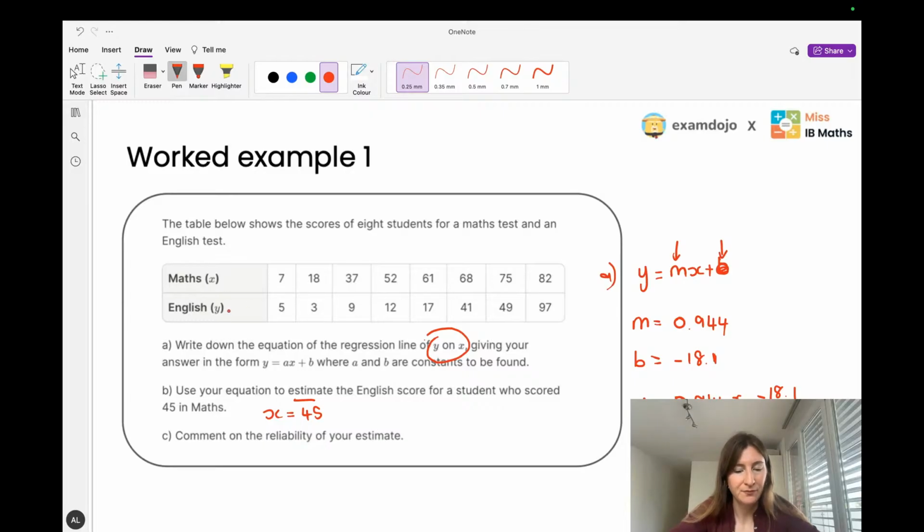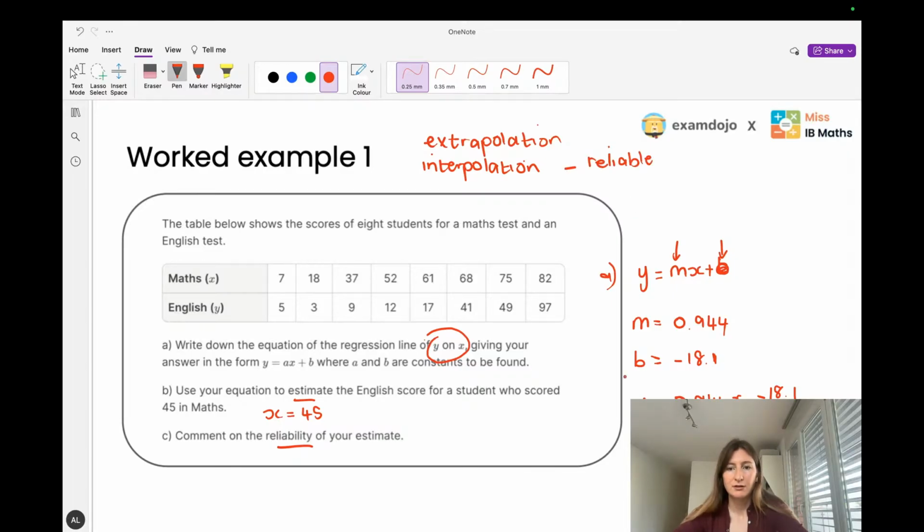Then comment on the reliability of your estimate. So there's a couple of ways that you can do this. In this one, we want to look at if the data is reliable. So we're going to be looking at things like extrapolation and interpolation. Extrapolation is looking at extra data, data that is outside of our ranges here. And interpolation is looking within the data. Interpolation is way more reliable.